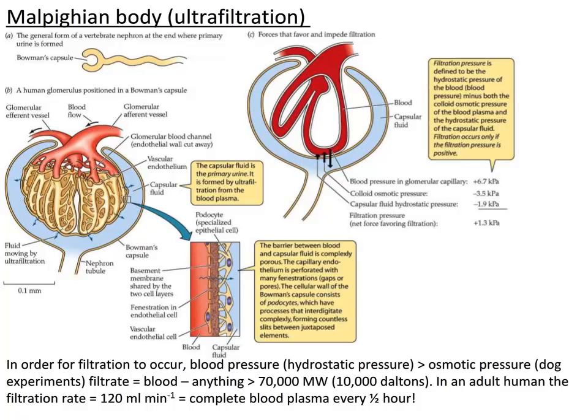Okay, so everything that's less than 70,000 molecular weight or 10,000 Daltons is filtered out. So this means that glucose, salts, simple ions, stuff like that, as well as our urea, is filtered out. So this has some implications, alright? Proteins, large stuff will be left behind, but anything that's small gets filtered out and is going to enter the Bowman's capsule and then go into the proximal convoluted tubule. And basically, in an adult human, we're filtering our blood, so that's about 5.5 litres every half hour. So every half hour, we're going to be producing roughly 5.5 litres of filtrate.